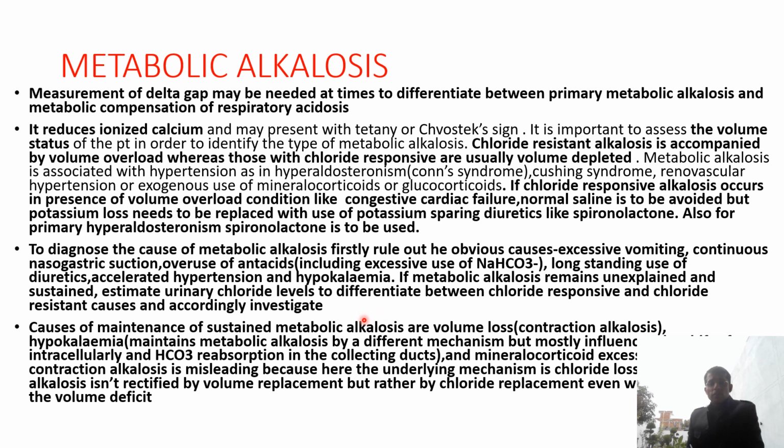If metabolic alkalosis is coming in repeated ABGs, then only we try to investigate, because metabolic alkalosis won't be as life-threatening as acidosis. So what is the initial investigation? You go for urinary chloride level to differentiate between chloride responsive and chloride resistant. I have given the list earlier of the causes of chloride responsive and chloride resistant.